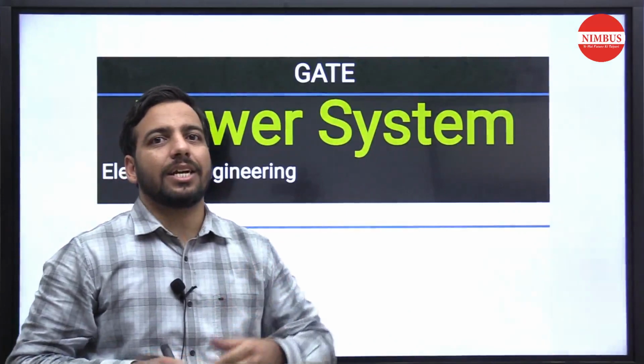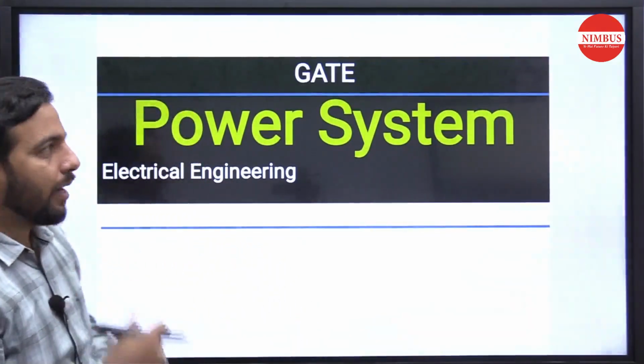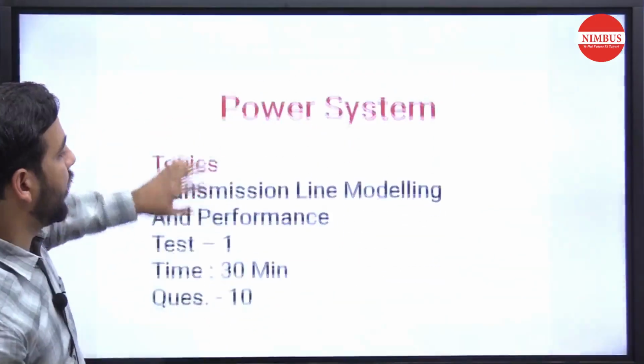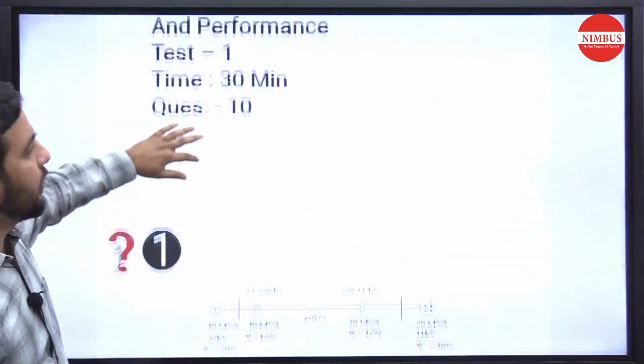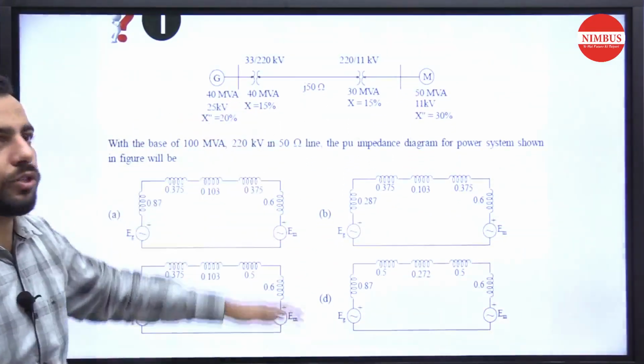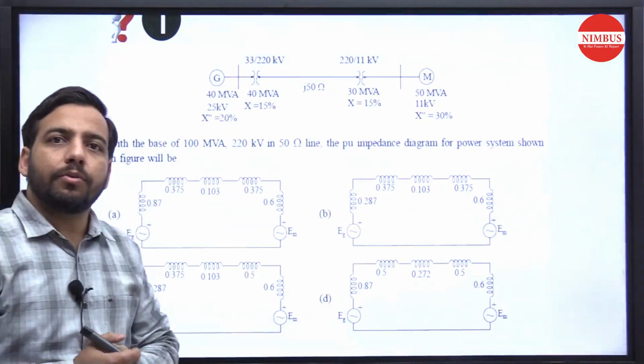Okay, let's start with the transmission line parameter solution, regarding modeling and performance. This is the transmission line modeling and performance test. 30 minutes will be provided for the 10 questions. Here is the first question solution, that is the per unit system.